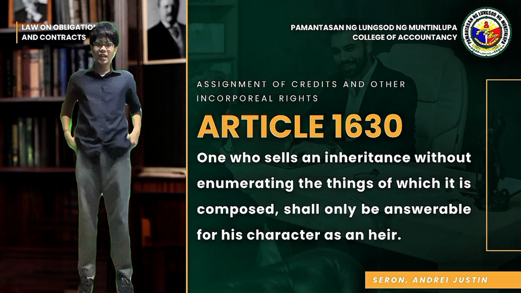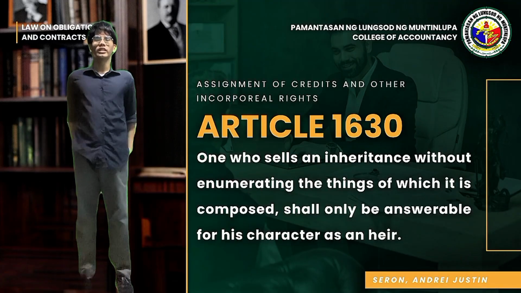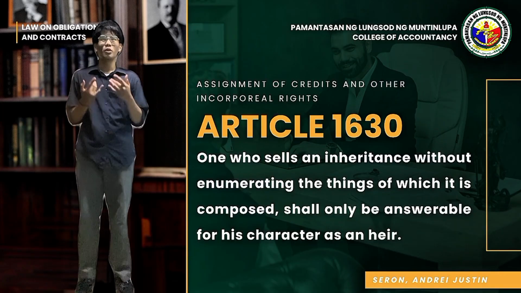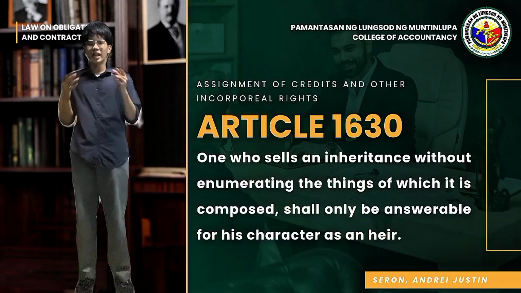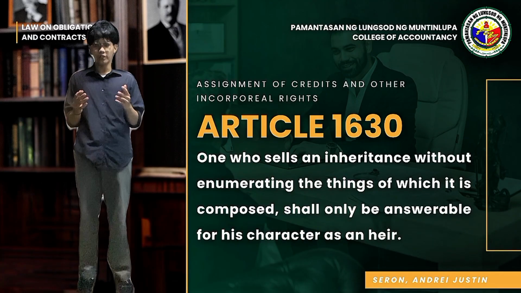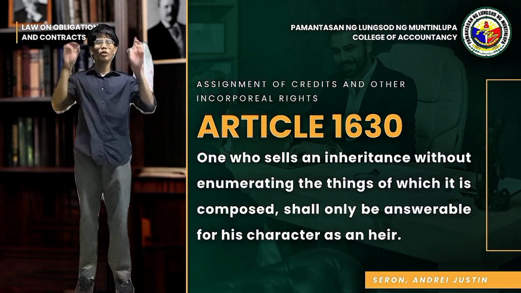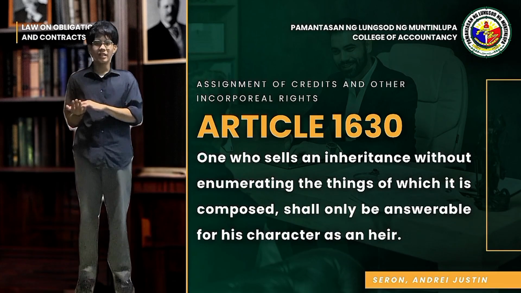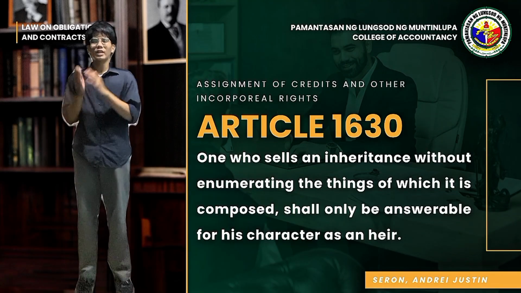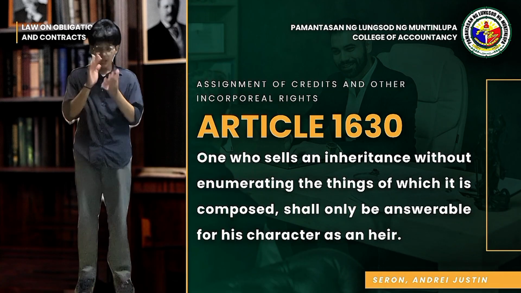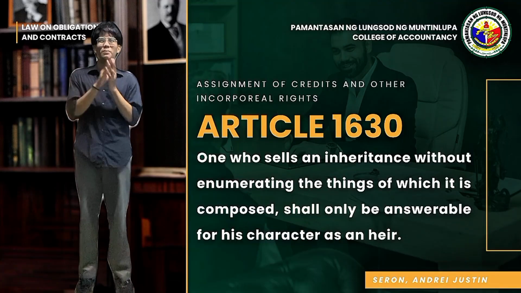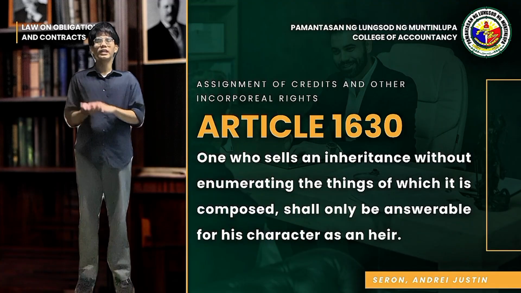Article 1630. One who sells an inheritance without enumerating the things of which it is composed shall only be answerable for his character as an heir. Article 1630 says that if someone sells you an inheritance, meaning the rights to whatever someone left behind when they died, without listing exactly what's included, the seller is only promising one thing, that they are legally an heir.